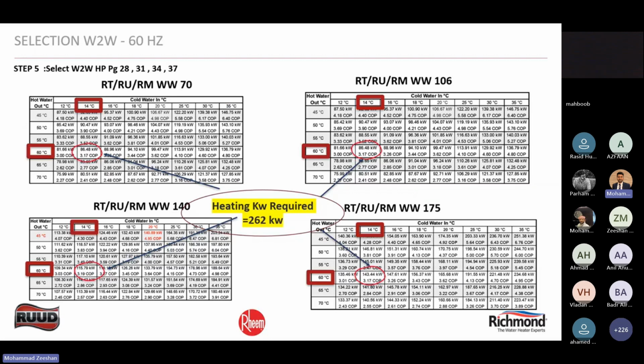Similarly, for 60 hertz models as well, we have different capacities to choose from. Pages 28, 31, 34, 37 will give you these tables. You can refer to it. Cold water in is at the x-axis, hot water is at the y-axis. Then based on the conditions that you have at the site, you select the capacities that you are looking at and select the heat pumps.